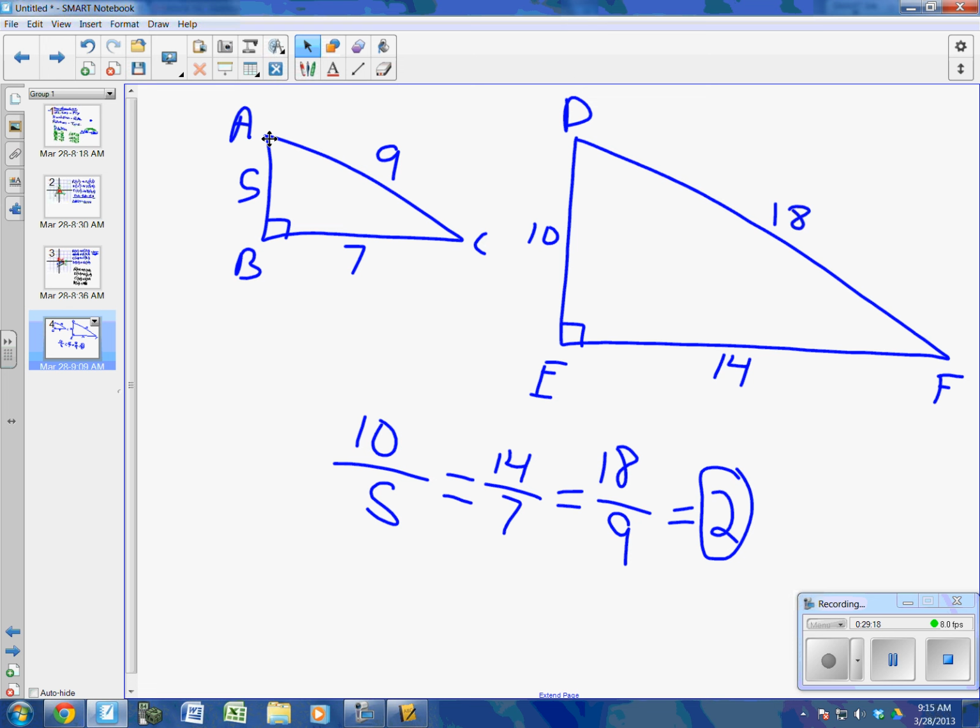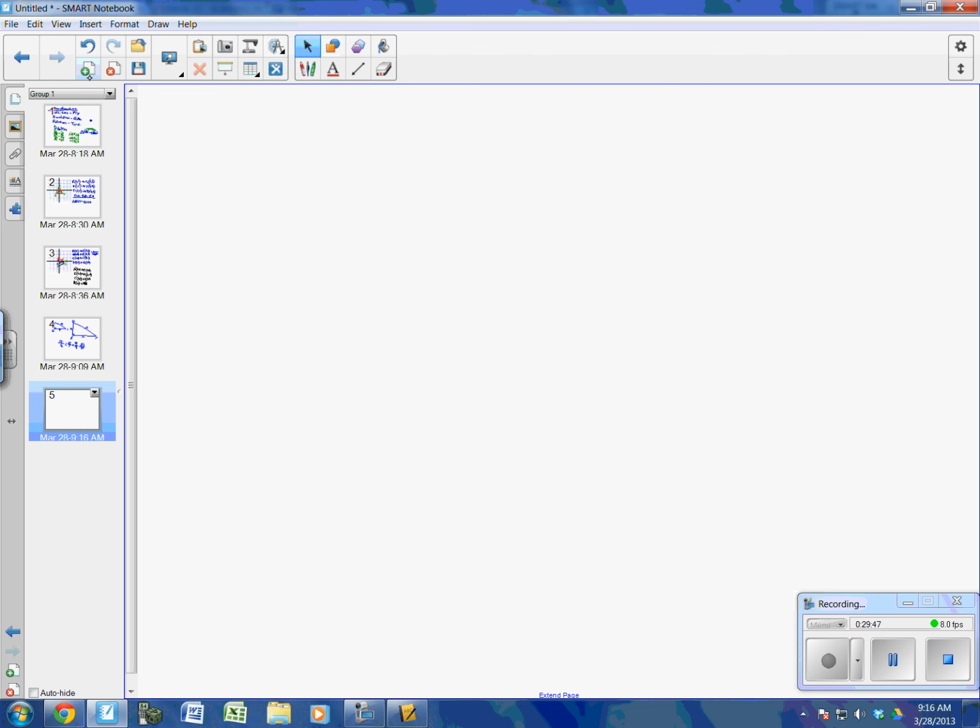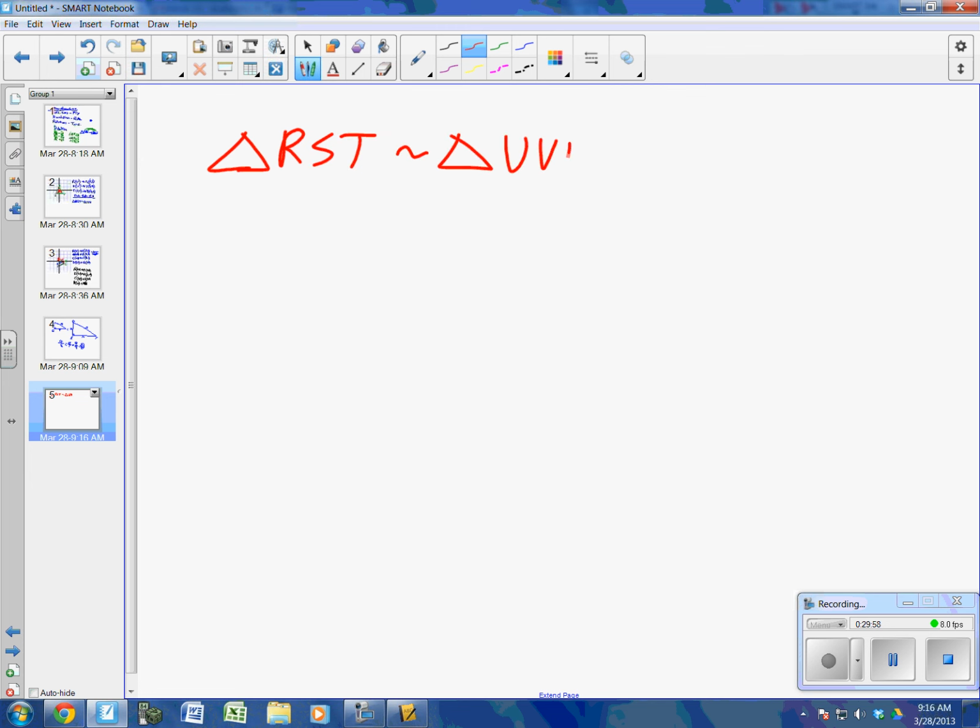Okay, given that triangle RST is similar to triangle UVW, this is the next page, you guys. Example 2. Given that triangle RST is similar to triangle UVW, write congruent statements for the corresponding angles and proportions for the corresponding sides. So for A, we're going to do corresponding angles listed in the same position in each triangle. We kind of did this already. Triangle RST is similar to triangle UVW.